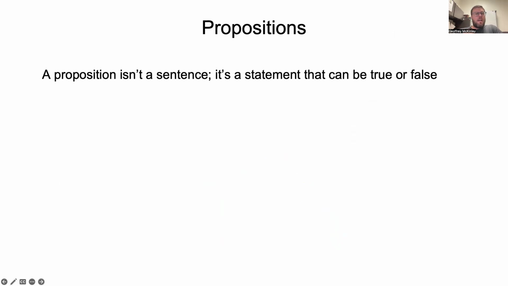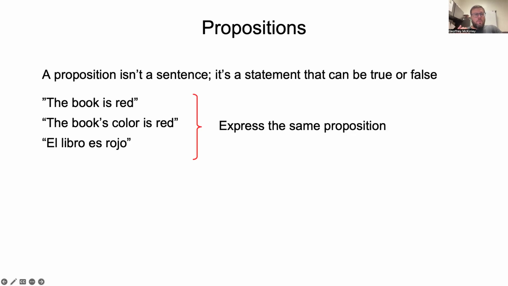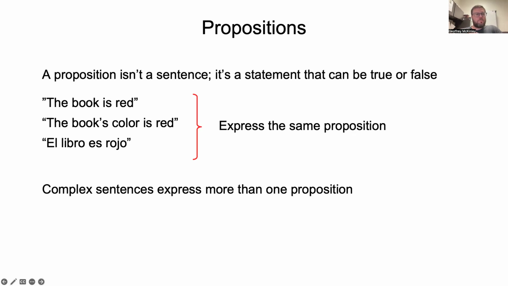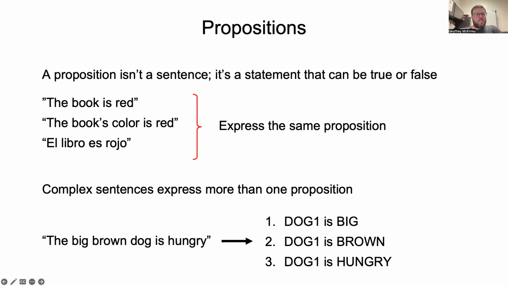Again, a proposition isn't a sentence. It is sentence-like, but it's not necessarily a sentence. It's an assertion about the world that can be either true or false. So the book is red, the book's color is red, and el libro es rojo. These all express the same exact proposition. And complex sentences express more than one proposition. For example, in the sentence, the big brown dog is hungry, there are actually three propositions embedded. Dog one is big, dog one is brown, and dog one is hungry. Okay, so those are propositions.